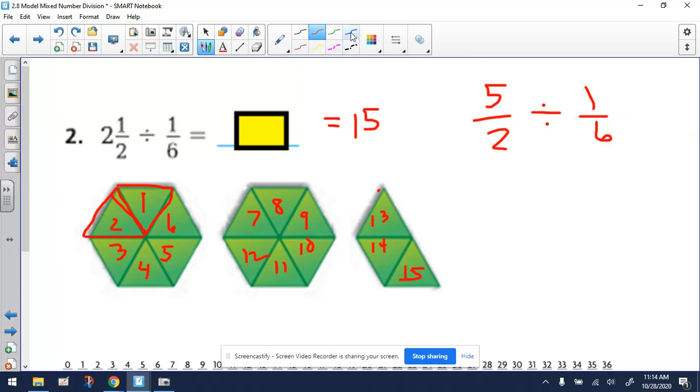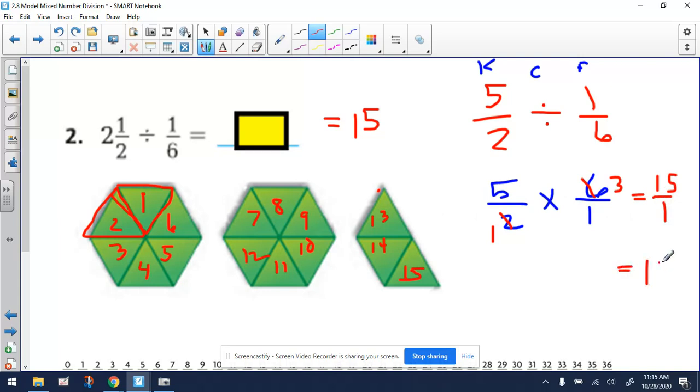We would say to ourselves, keep, change, flip. We would do the 5/2 times the reciprocal of this, which would be 6/1. We would take advantage of the fact that we have a way to simplify these factors by dividing by 2. And if we did 5 times 3, that would be equal to 15. And 1 times 1 is 1. And isn't 15 divided by 1 15? So we can get 15 doing the standard algorithm, or we can get 15 by just counting.